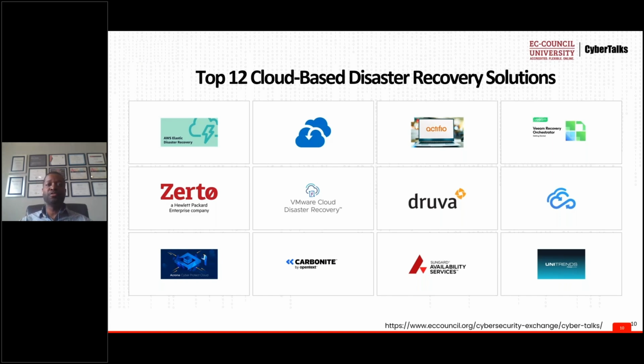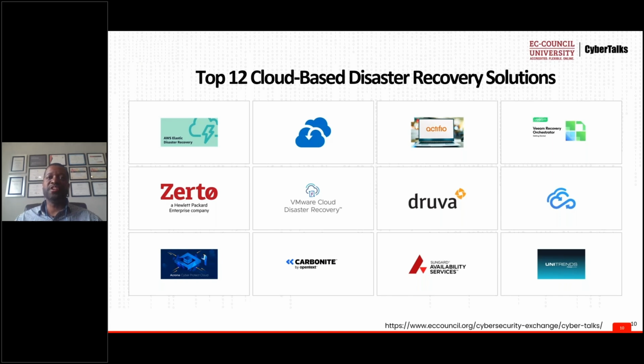We have Acronis Cyber Protect Cloud. Acronis combines backup and anti-malware into a single DR platform, delivering cyber-resilient recovery with added security layers. And then we have Carbonite by OpenText. This is a user-friendly solution aimed at small and medium businesses, offering file-level recovery and backup automation, and it's cost effective.